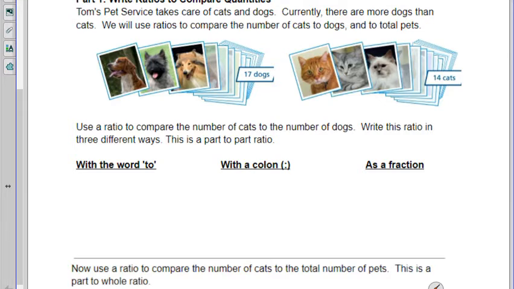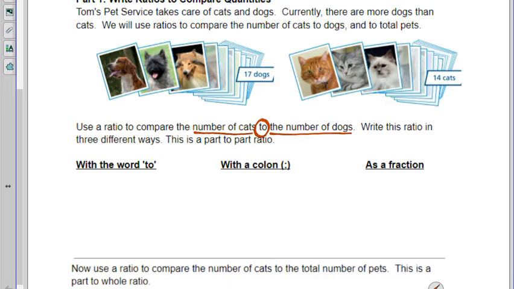We can use ratios to compare two different things. In this case, we're comparing the number of dogs to the number of cats here. And the order is important here. We got to pay attention to the order. My sentence says to use a ratio to compare the number of cats to the number of dogs. We got to keep it in that order, cats to dogs, cats to dogs.